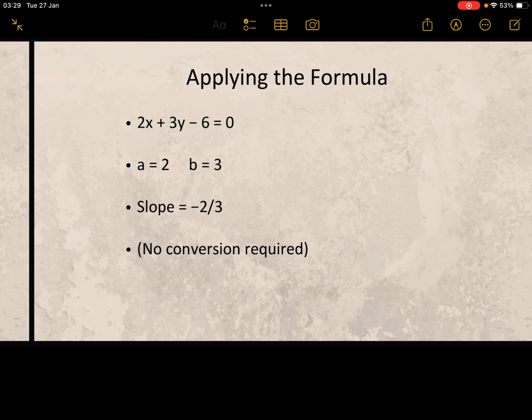Now let's apply the formula directly to our example problem. We have 2x plus 3y minus 6 equals 0. Here a is 2 and b is 3. So the slope becomes minus 2 by 3. Notice we got the slope instantly. No arranging, no rearranging, no extra algebra, just structure.